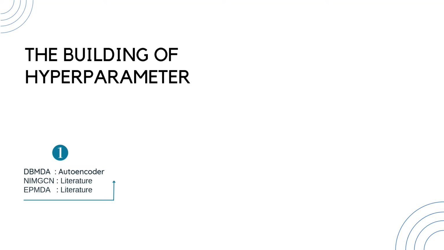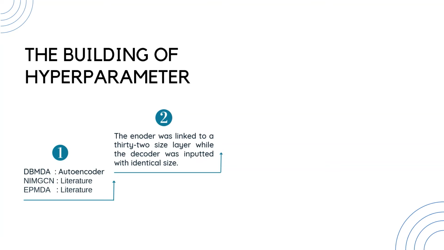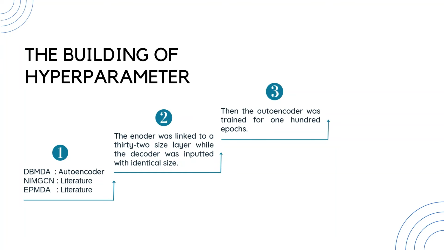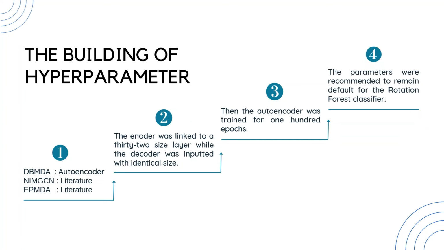For NIMGCN and EPMDA models, the hyperparameters were computed according to literature. The encoder was linked to a 32 size layer, while the decoder was imputed with identical size. Then, the autoencoder was trained for 100 epochs. Finally, the parameters were recommended to remain default for the rotation forest classifiers.